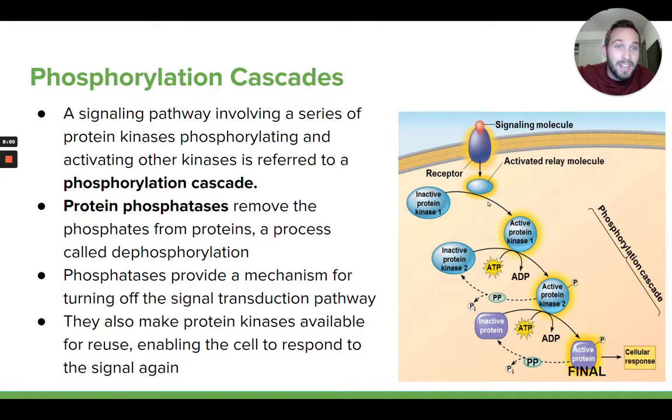His job, like I said earlier, is to go find a certain protein and phosphorylate it. If you look at this picture, his job is to go find protein kinase 2, a different protein kinase, and take an ATP and put a phosphate on protein kinase 2. So he's taking a phosphate group from ATP and putting it on protein kinase 2. Then you end up with protein kinase 2 now having this phosphate group, and the ATP no longer having that phosphate group.